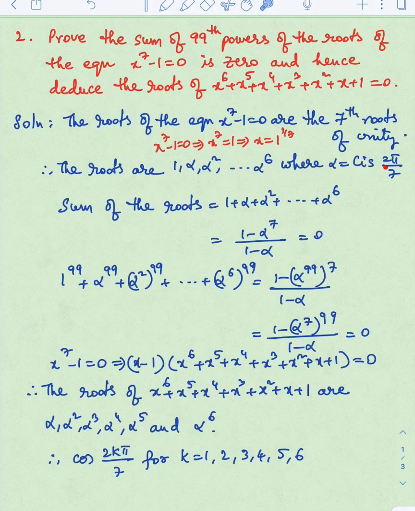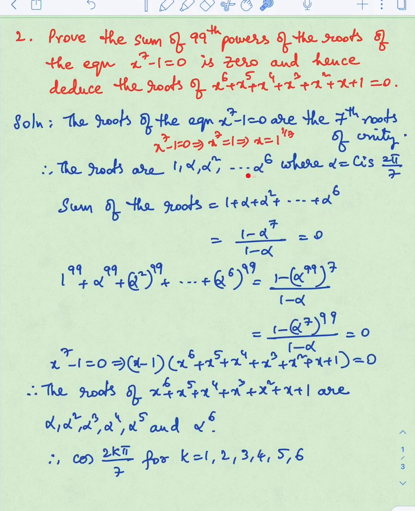Day before yesterday we have discussed this formula. So here 2k pi by n. Here what is n? There are 7th roots of unity, means 7 should come. So cis 2 pi by 7.